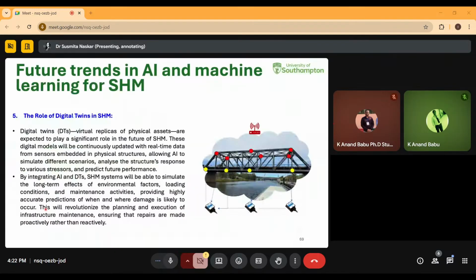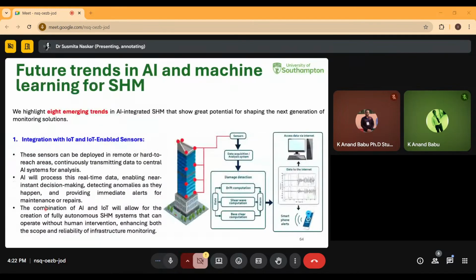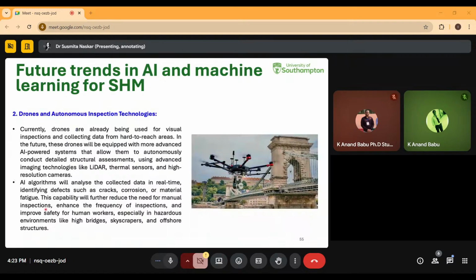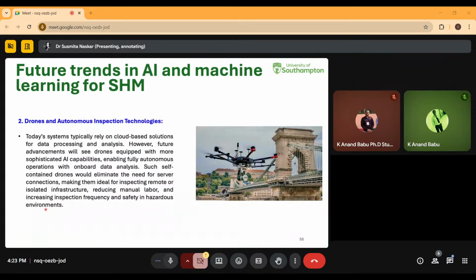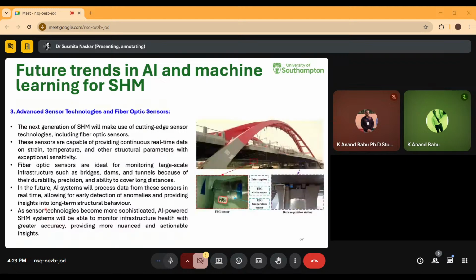So we have started with integration of IoT, and you can see somewhere they are all connected. It's not like we are talking about individual ones. These are all connected, but one area is being developed quite a lot compared to the others, right? So we have talked about integration with IoT-enabled sensors. We have then talked about drones, being used a lot, but we are still struggling with the connection process and those things. Then definitely advanced sensor technology; fiber optics is a very important part, but there can be other types of sensors as well.